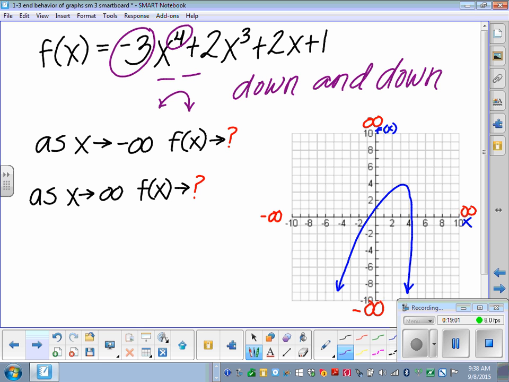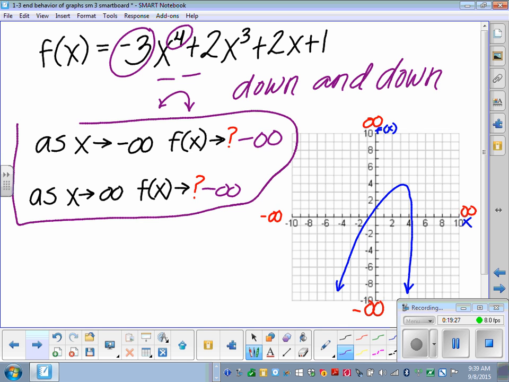So as x is approaching negative infinity, once again, as your x values are approaching negative infinity, where's your function growing to? Good, negative infinity. That's true. All right, as x is approaching positive infinity, as your x values are growing that way, positive infinity, where's your function growing to? That way. Good, negative infinity again. Does everybody see how that works? Okay, you guys are smart. You are all very smart people.